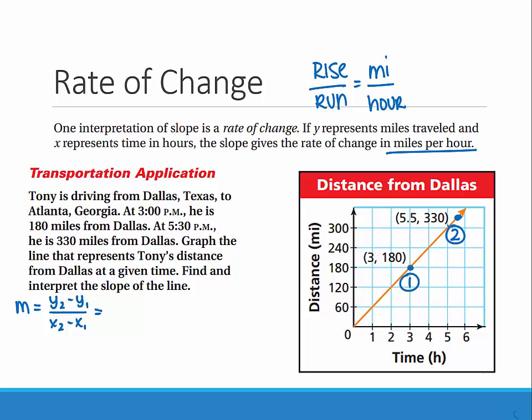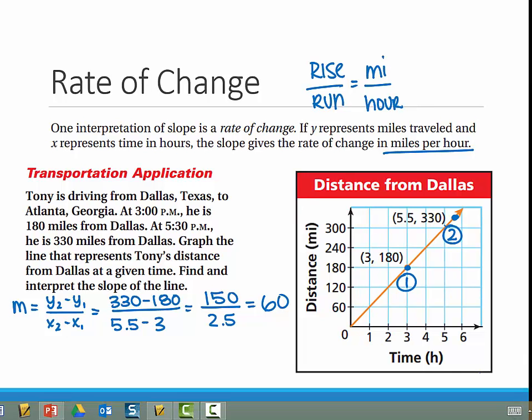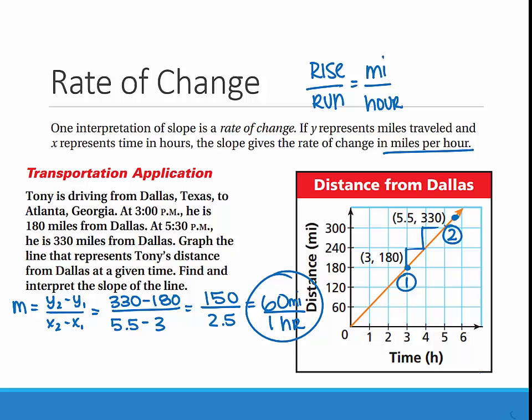So if we take a look at our y values, I have 330 minus 180, divided by 5.5 minus 3. So 330 minus 180 is going to give us 150. And then 5.5 minus 3 is going to give us 2.5. And if we divide 150 divided by 2.5 in our calculator, we end up with 60. Now what in the world does this mean? It means I go up 60 over 1, up 60 over 1. So in this case, that's 60 miles in 1 hour. So he's traveling about 60 miles per hour.